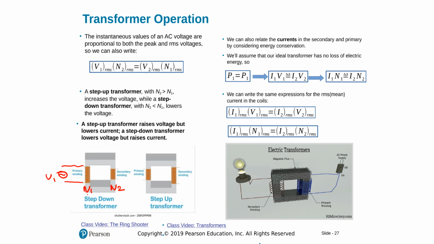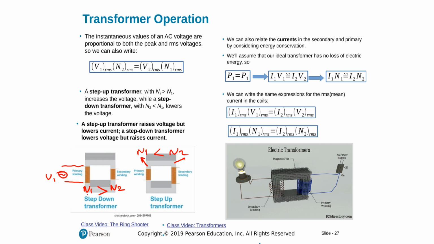And step up has less winding on the left, what we call the primary, and more on the right. So step down: N1 is larger than N2, and step up: N1 is smaller than N2, with 1 and 2 being number of turns.